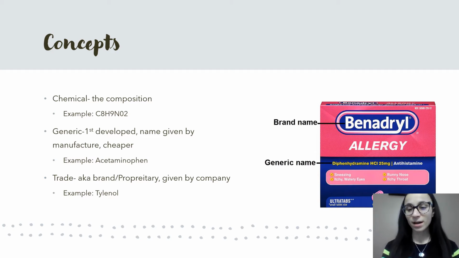Usually the trade name is much easier to pronounce because it's all about marketing. They're trying to get you to remember it. And the generic name is cheaper, know that. For example, acetaminophen is a generic name, Tylenol is a trade name. And over here we have another example in the picture. As you see, the brand name, which is also called a trade name, which is also called a proprietary name, is Benadryl, and the generic name is diphenhydramine.